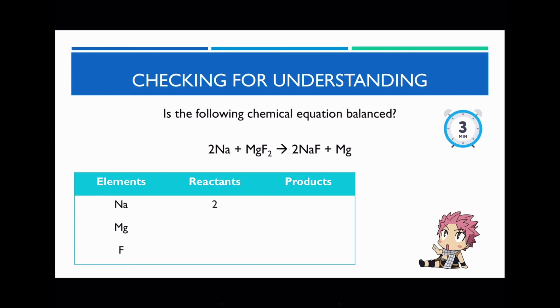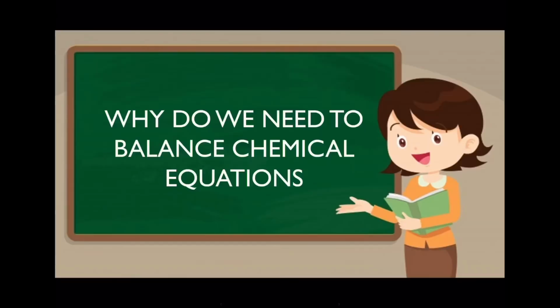So we can agree that there are 2 sodium atoms on the left hand side, there is 1 magnesium atom, and there are 2 fluorine atoms. On the right hand side, we can also see that there are 2 sodium atoms. The number of magnesium in this case is 1. And the number of fluorine atoms is 2 times 1, which is 2. And notice how every single one of these is equal on both sides of the equation. Therefore, this chemical equation is considered to be balanced.